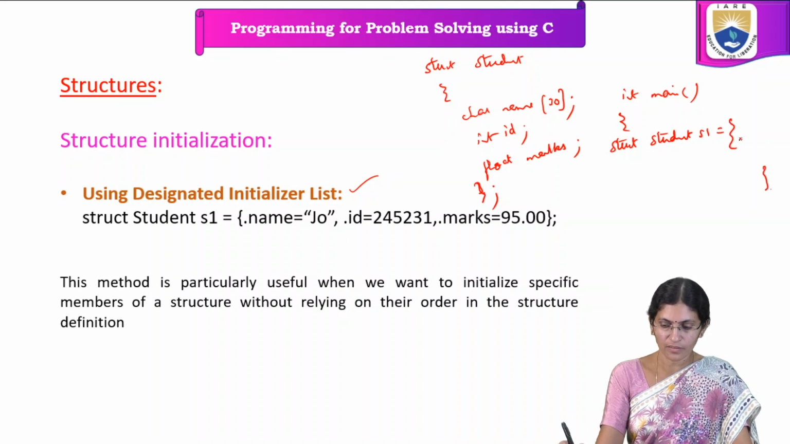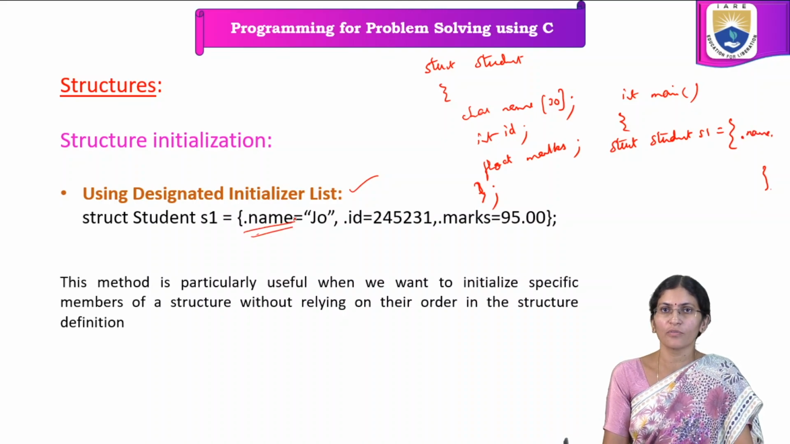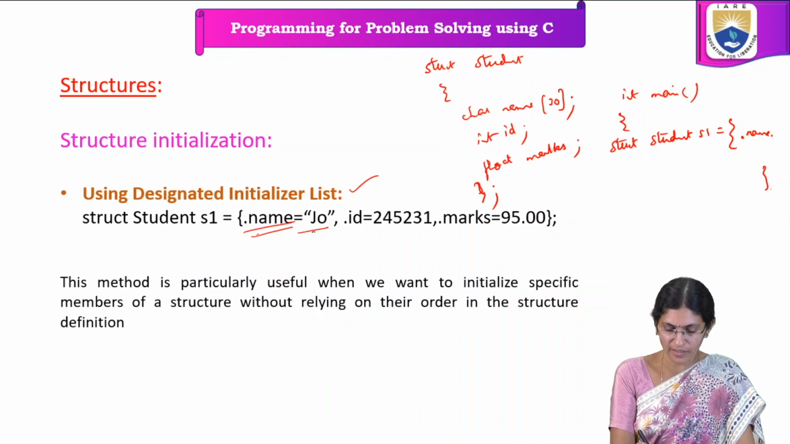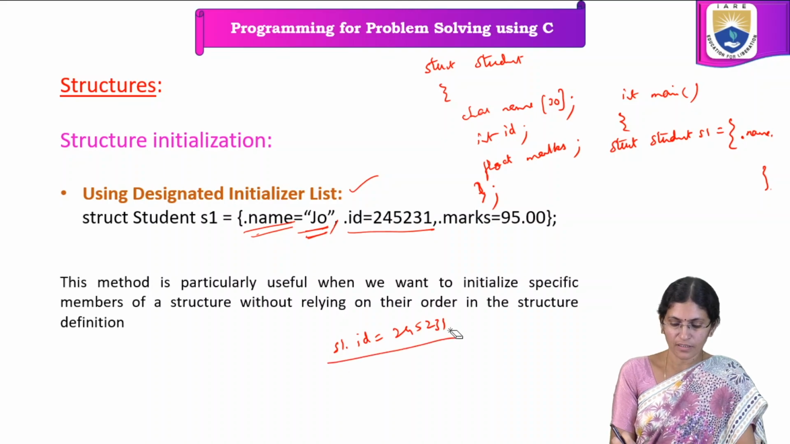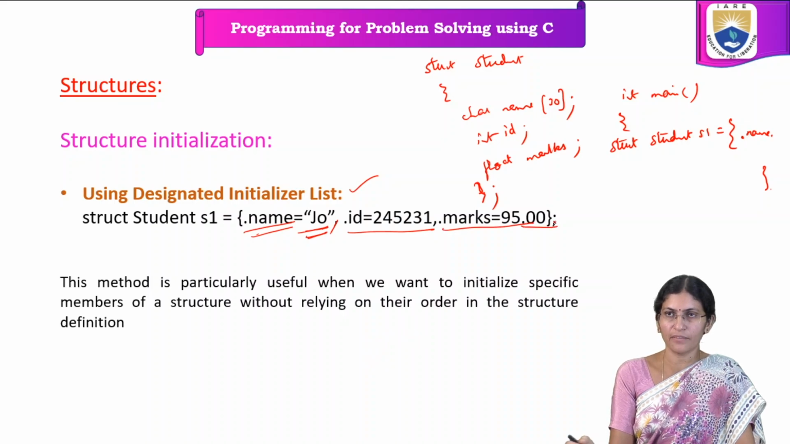If you specify dot name, this is the first member. So the first member of the structure can be initialized in this way. Dot name is equal to Joe. So the corresponding value is assigned as Joe. Next, separated by comma, two different members are separated by comma. Then dot id is equal to 245231. So this is equivalent to s1 dot id is equal to 245231. Next, after that, we are assigning the last member of the structure, marks as 95.00.